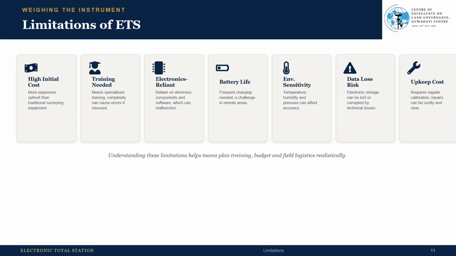Environmental conditions may also influence measurement accuracy. Since survey information is stored electronically, proper data management and backup are important to reduce the risk of data loss. Finally, regular maintenance and calibration are necessary to ensure that the instrument continues to perform within its required accuracy.